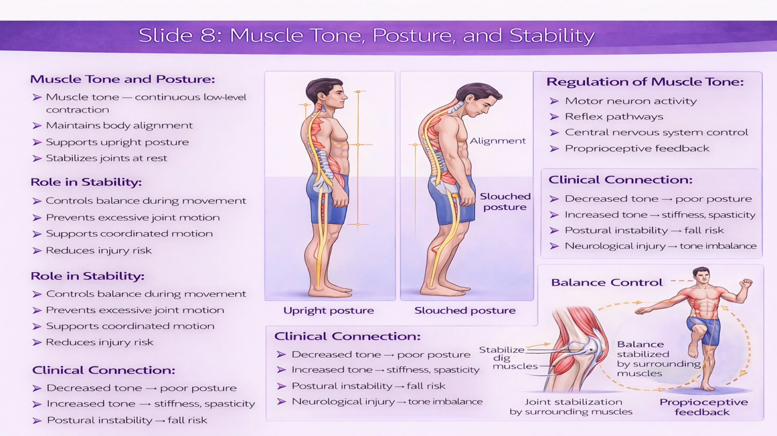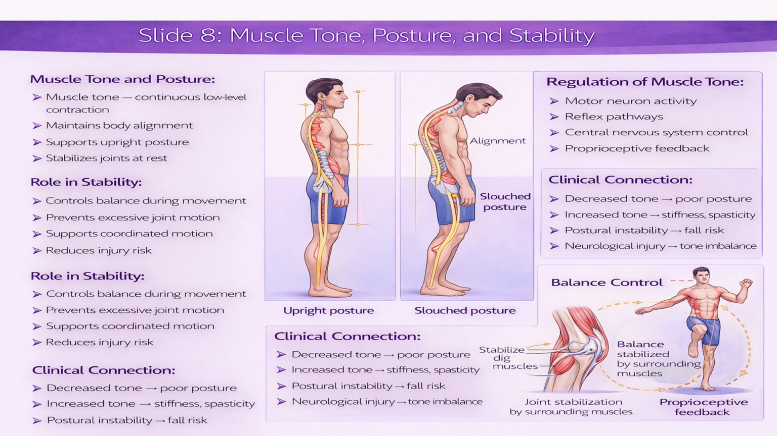Muscle tone refers to the continuous low-level contraction present in skeletal muscles even when the body is at rest. This baseline activity is essential for maintaining body alignment and supporting upright posture. Through sustained muscle tone, postural muscles stabilize the spine, hips, and lower extremities, allowing individuals to sit, stand, and move efficiently.